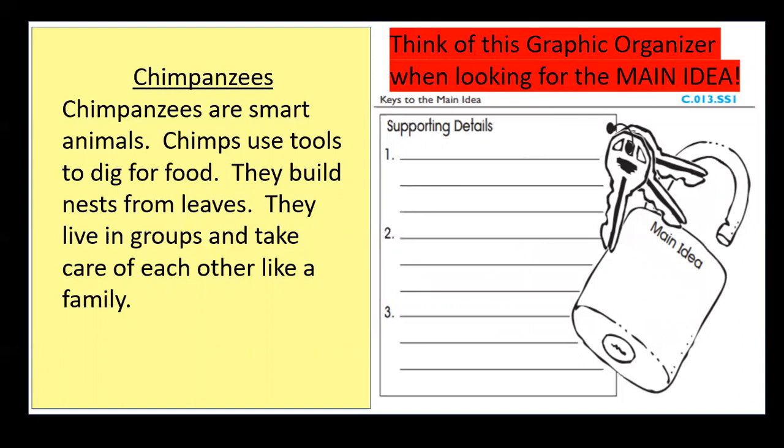They build nests from leaves. They live in groups and take care of each other like a family. So now I'm looking for the main idea. What is the most important fact, the big idea that the author is trying to teach me here? I'm going to say it's that first sentence. Chimpanzees are smart animals. All of the other details will talk about how smart chimpanzees are.